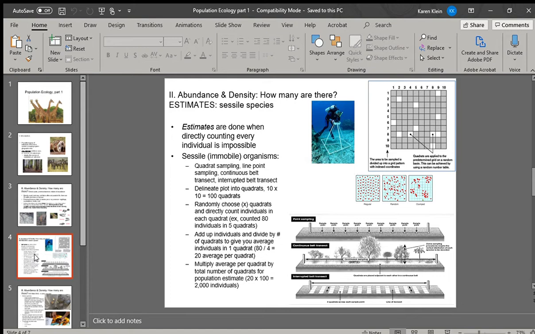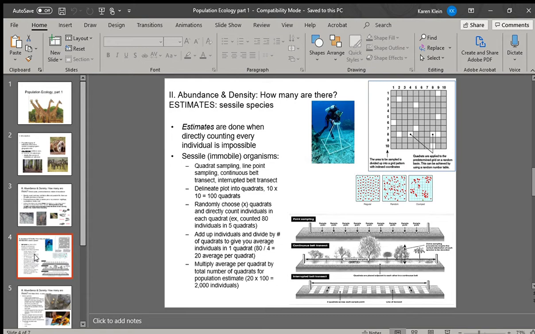Like, how many eastern painted turtles are in Green Pond? Well, in the absence of draining the entire pond, it's impossible. Green Pond is too murky. We don't have the equipment. We would not be able to tell. So we go about certain methods to form these population estimates.